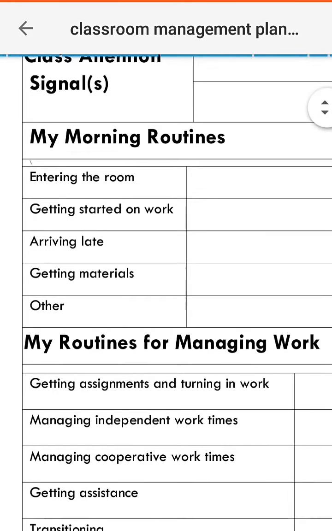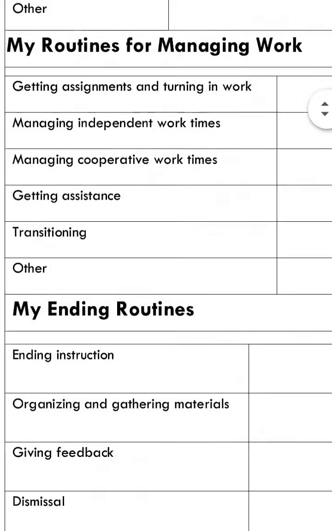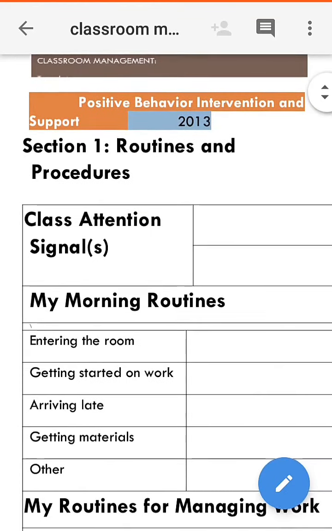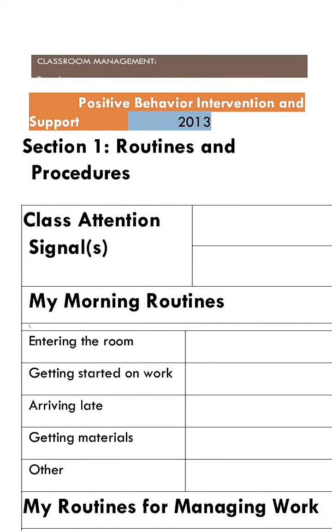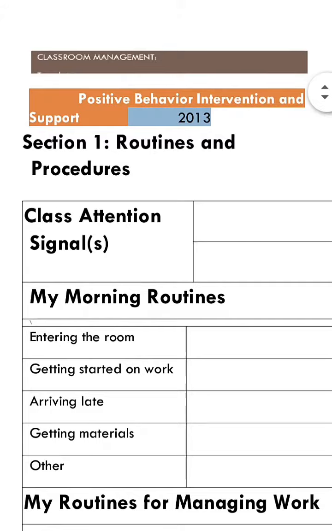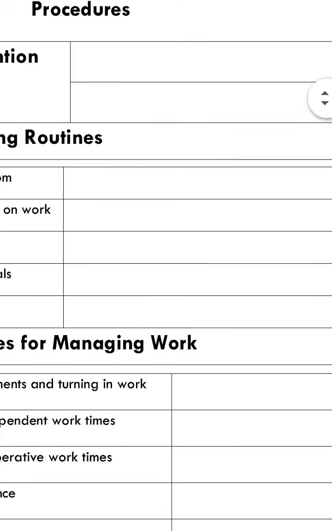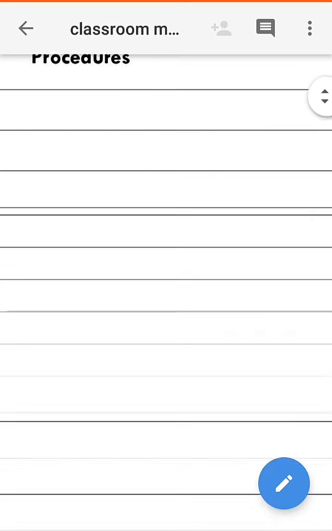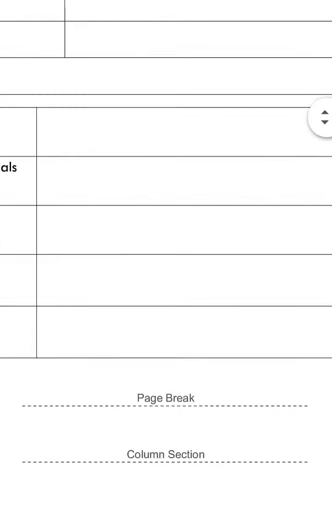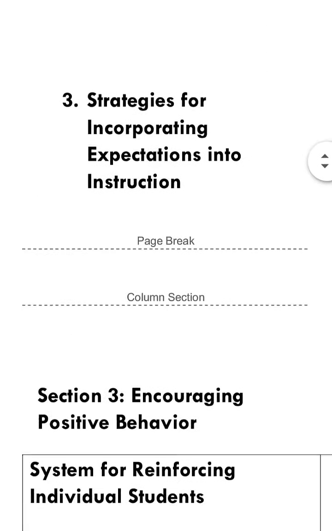This is also another one. This one is on classroom management. You decide to make your own like this. You already understand how to merge cells. You can see this place here. The cells were merged. This is class attention signals. If you click on it, you see that the cells were merged. Then the rest, my morning routines, you can see it here, the way it is. So you can do something like this.